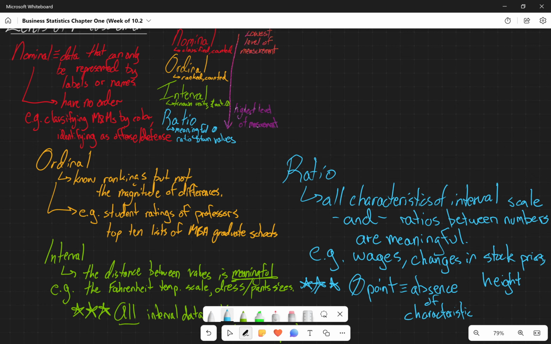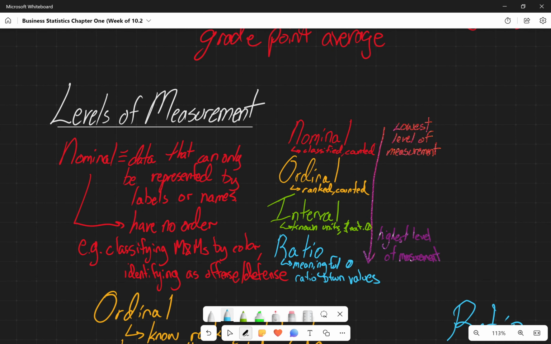So there you have it, broken down in a nice little spectrum there from our lowest level of measurement to our highest level of measurement. Our nominal, which is classified and counted, so sorting M&Ms by color, sorting people on the field as offense or defense, or people on the court as offense or defense. Ordinal is when we rank or count stuff, so this is students' ratings of professors, this is top 10 lists. Intervals, that's when we have known units, like the Fahrenheit scale, but there's no natural zero. And a ratio level, which has a meaningful zero, which always has to correspond to the absence of that characteristic, and when the ratio between those values has meaning, unlike the interval scale, where the ratio between those values does not have meaning. It is only the interval between those values that has meaning.